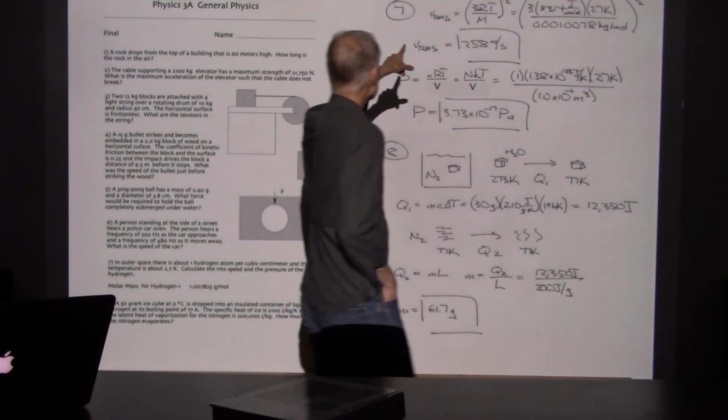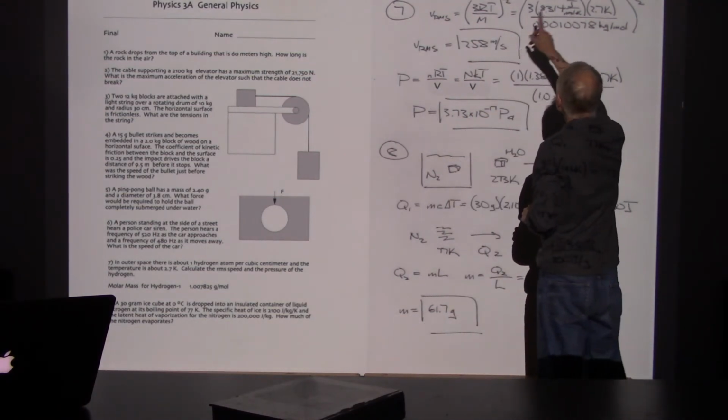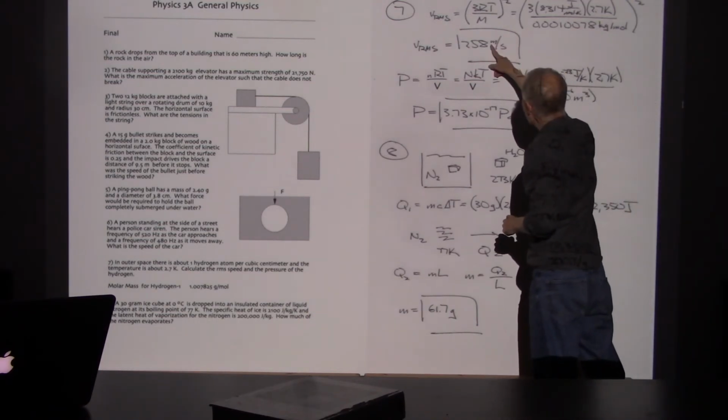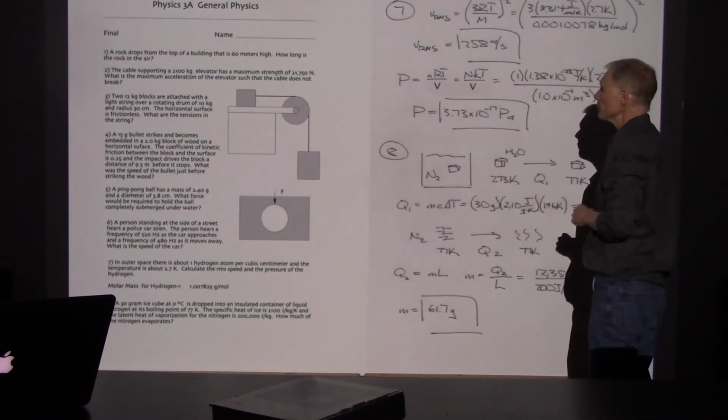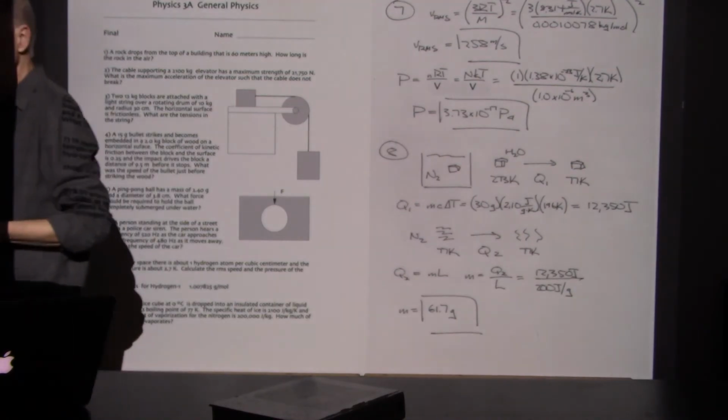The VRMS still applies here, so I can put in 3 times R. Now, the temperature we're going to consider here is 2.7 kelvins. The molar mass, what should we use for molar mass here? Now, they tell us the molar mass for hydrogen 1.